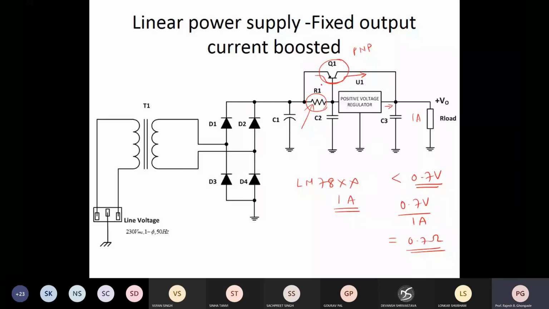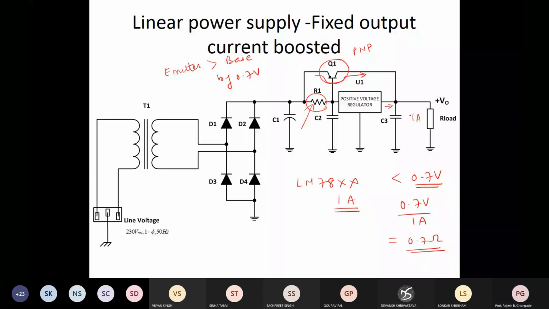This guy will be shut down. This guy will not be turned on. Why will it not be turned on? Remember, this is PNP. So for PNP, the emitter has to be greater than base by 0.7 volts. We are assuming that this is a silicon transistor. So normally this is less than 0.7 in normal working condition.